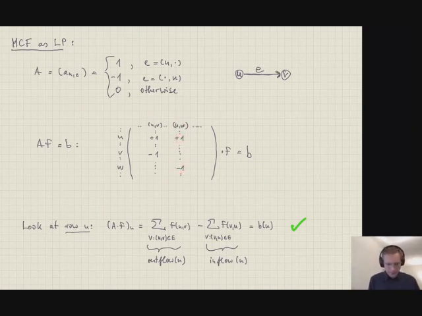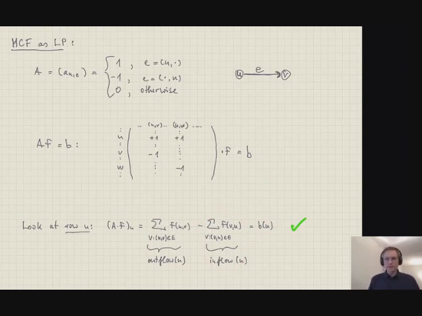Okay. And if I look at one particular row of this multiplication here, A times F, what do I get? Well, I go through such a row, and that means I will have a +1 for all the outgoing edges for a node U. So if I look at A times F for a particular node U, that would be this row here, then I will have a +1 for all the outgoing edges of U, and I will have a -1 for all the ingoing edges of U, and that exactly collects the whole outflow out of U minus the total inflow into U, and that should be equal to the flow balance constraint.